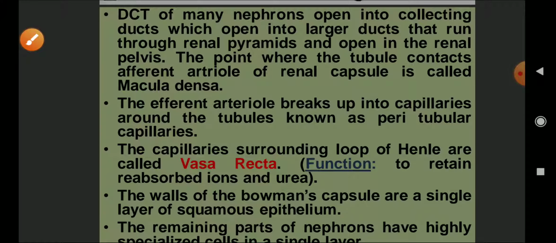DCT of many nephrons open into the collecting ducts, which open into the larger ducts that run through the renal pyramids and open in the renal pelvis. The point where the tubule contacts afferent arteriole is called macula densa. तो उसे क्या कहते हैं, मैक्यूला डेंसा। मैक्यूला डेंसा क्या है, जहाँ पर एफरेंट आर्टरियोल का कांटेक्ट होता है ट्यूब्यूल्स के साथ, पॉइंट वेयर द ट्यूब्यूल कॉन्टैक्ट्स एफरेंट आर्टरियोल, समझ में आया, उस पॉइंट को कहते हैं मैक्यूला डेंसा। The efferent arteriole breaks into capillaries around the tubules known as peritubular capillaries.